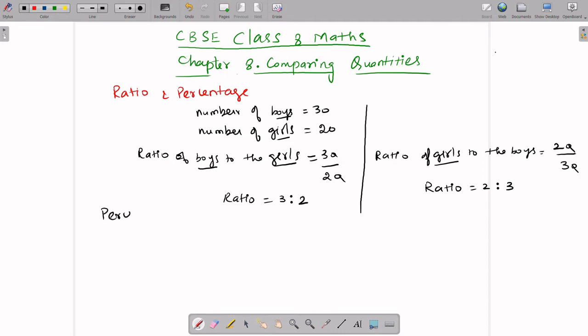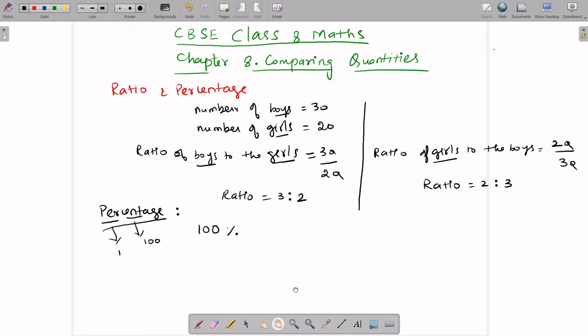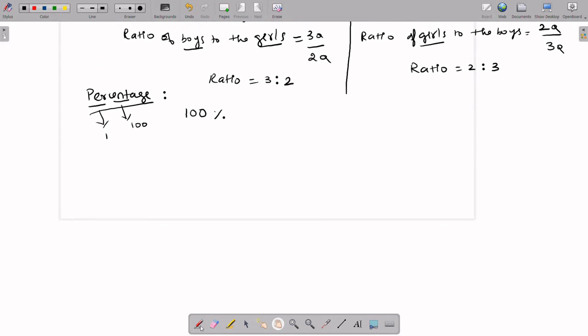What is meant by per and cent? Per means 1 and cent means 100. Whenever a percentage is spoken about, it is always out of 100. It is a unique word we are using. So percentage is always 100%.